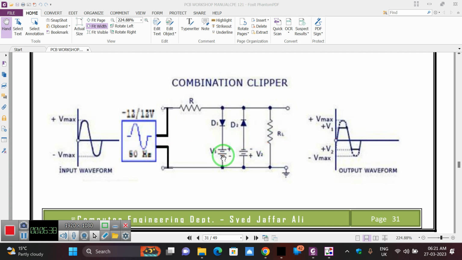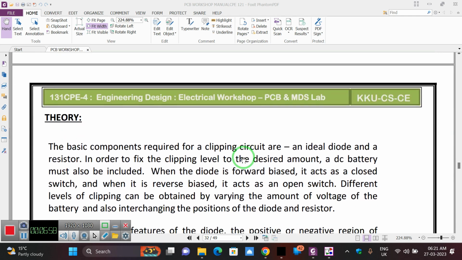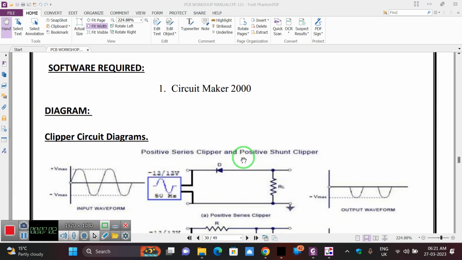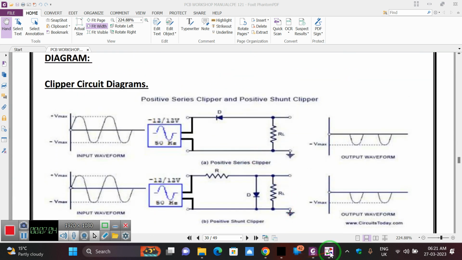But if the battery voltage is less than the input signal voltage, then it will allow that much voltage, whatever the battery voltage you are giving, and the remaining part is clipped off. So this we will study in two or three examples I will make. In that you can study how the effect comes out. I already drew the circuit. Step by step I will draw a circuit and show it to you.